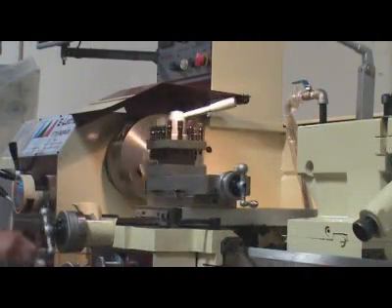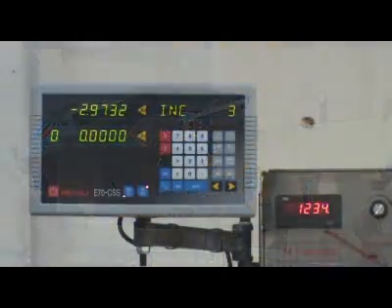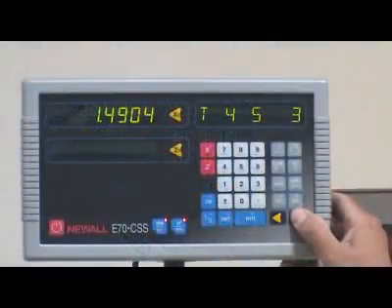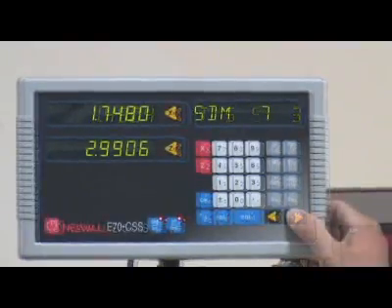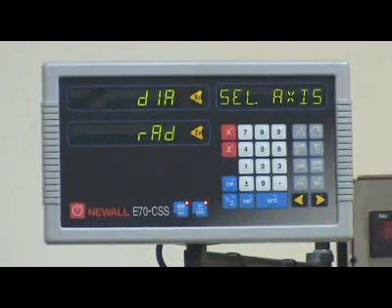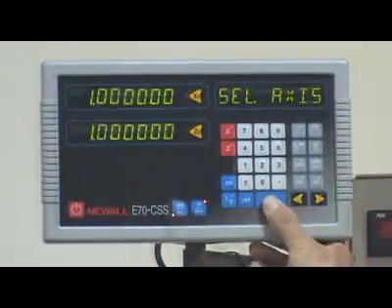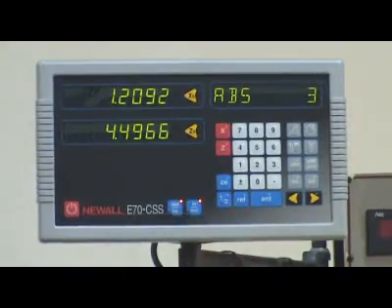Newall's E70 is the perfect fit for ACER's most popular e-lathe to run the CNC functions that conventional lathes cannot, such as constant surface speed and programmable RPM. We hope your next lathe will be the ACER E-Lathe with Newall E70 constant surface speed.